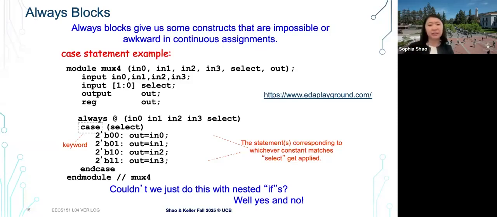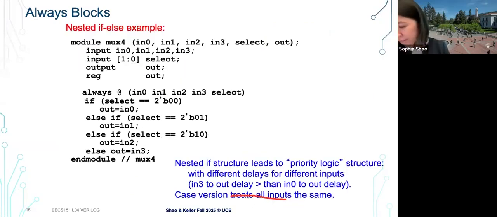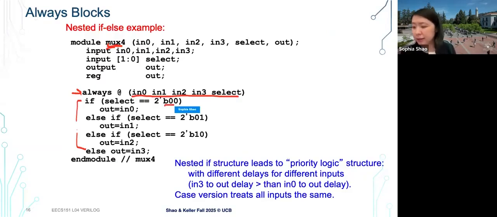In addition to a case statement, you could also describe the same circuit using nested if and else. Alternatively, again for the same 4-input mux, you have your always block, and all of the input signals are part of your sensitivity list. Inside your always block, you can also do if and else. If select is this, I do this. If select is that, I do that. This is another way to describe your hardware, and it still generates a 4-input mux.